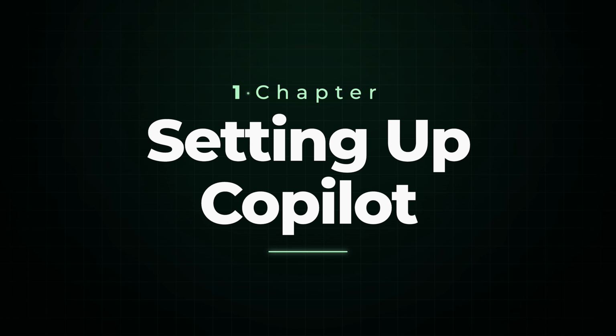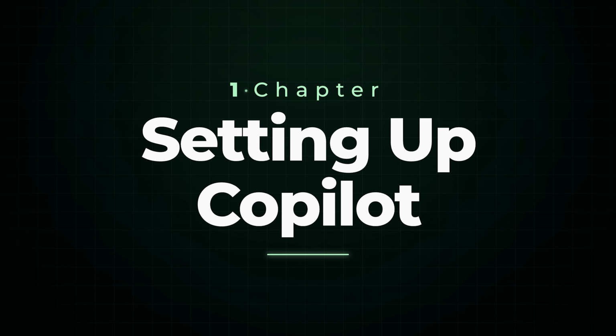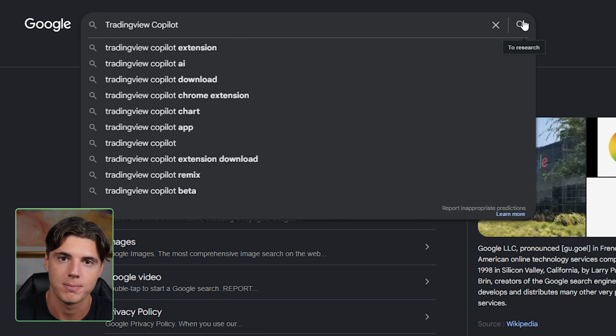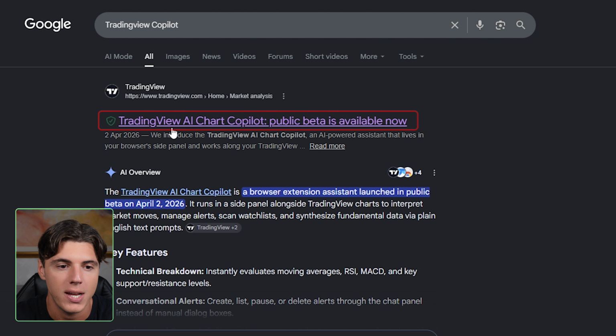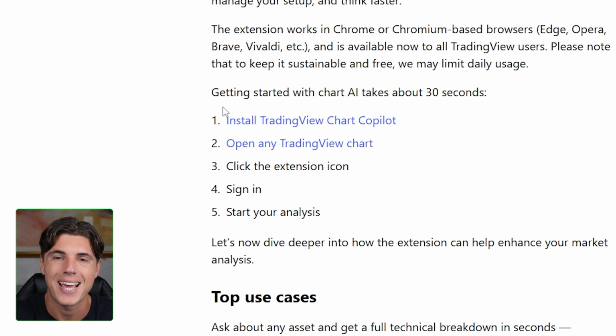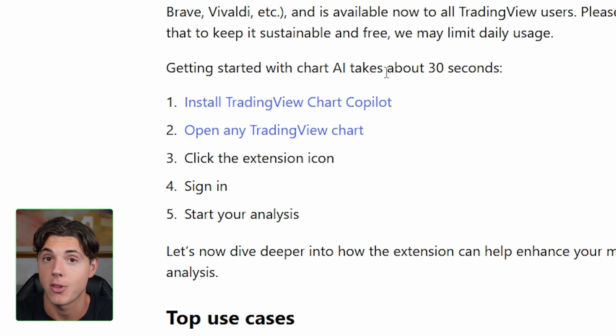The first step to connecting the AI to your TradingView account is by going on Google and typing in TradingView Copilot. Next, you're going to click on the TradingView AI Chart Copilot public beta is available now. This will be the link that you click on. Once you get to this page, simply scroll down till you get to the Getting Started with Chart AI. It takes about 30 seconds.